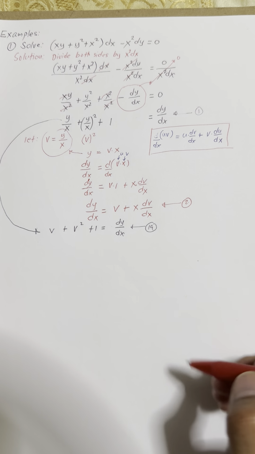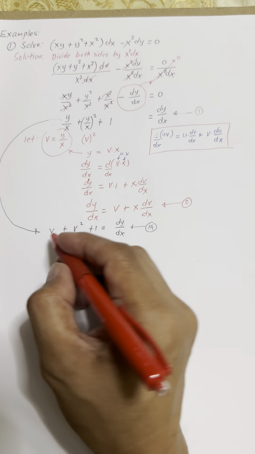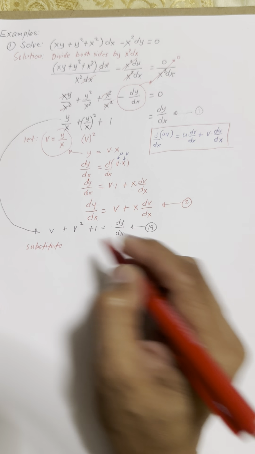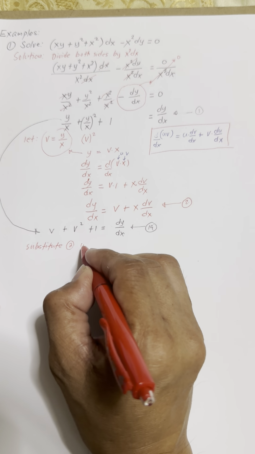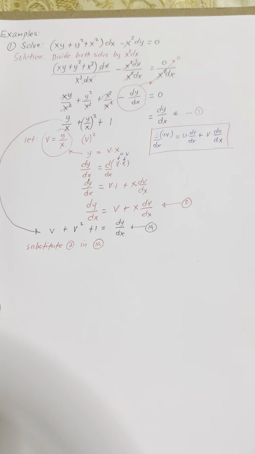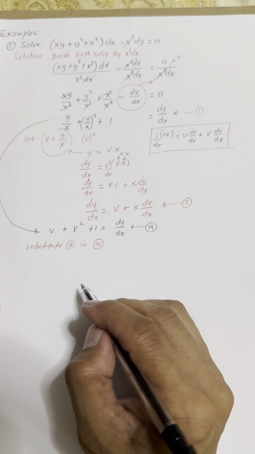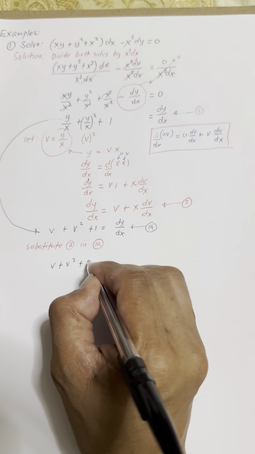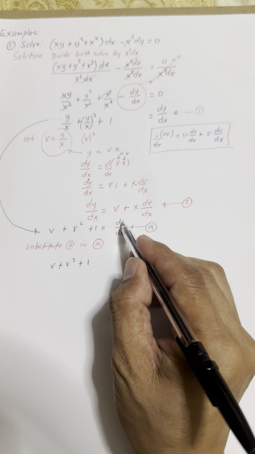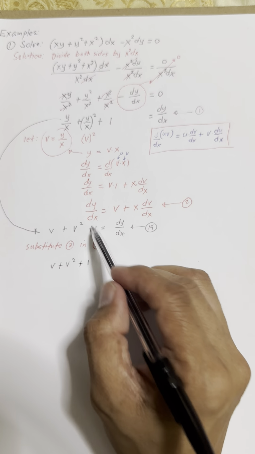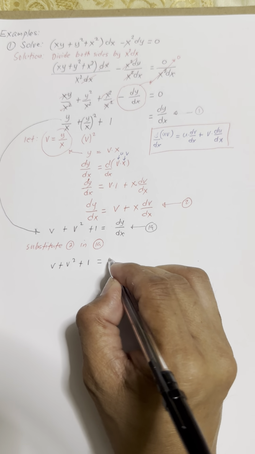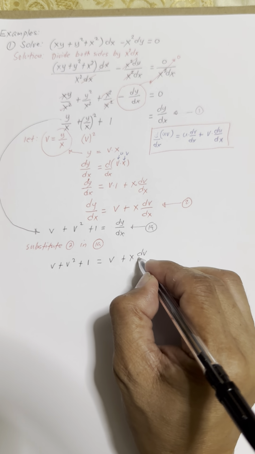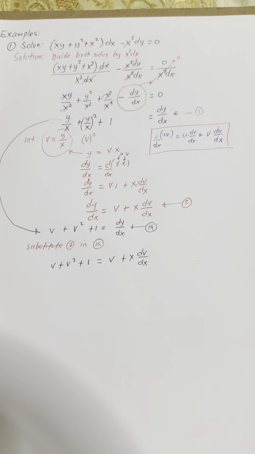Alright, now we substitute equation 2 in 1a. So we have v plus v squared plus 1 times dy over dx, but our dy over dx is equal to v plus x times dv over dx.